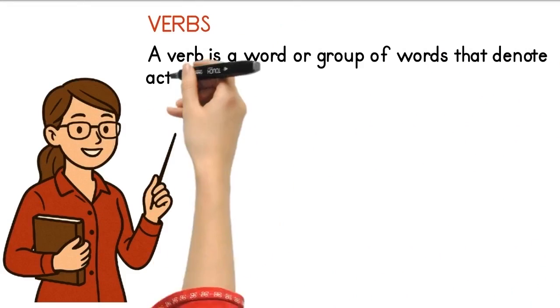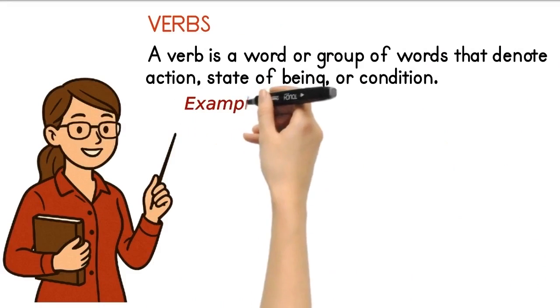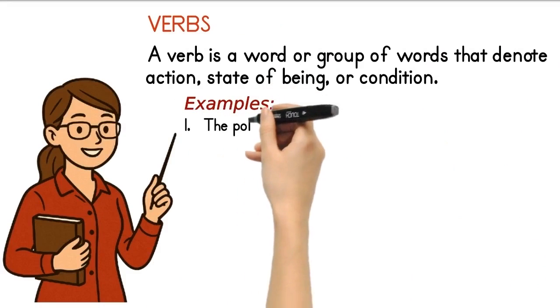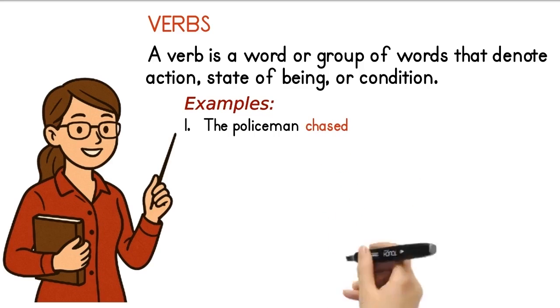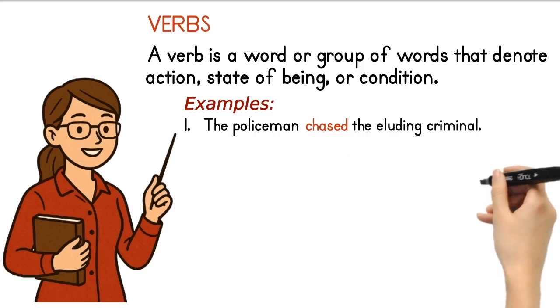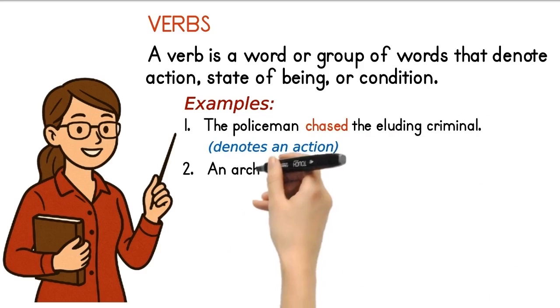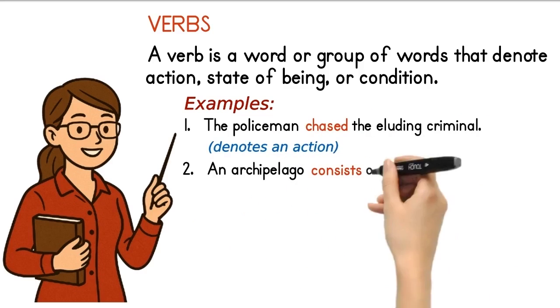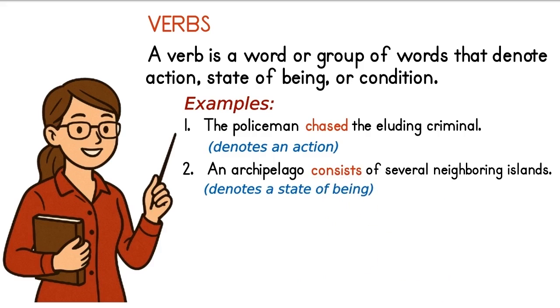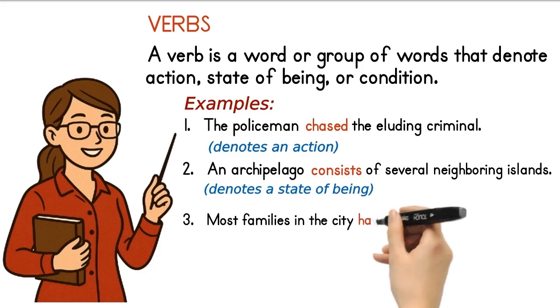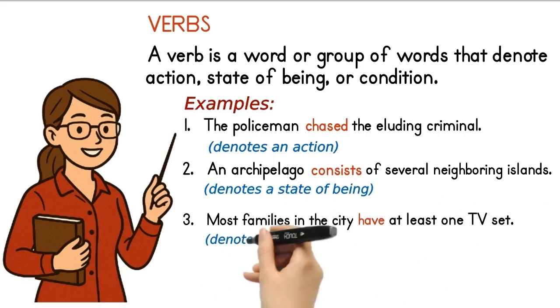A verb is a word or group of words that denote action, state of being, or condition. Examples: The policeman chased the eluding criminal. Denotes action. An archipelago consists of several neighboring islands. Denotes a state of being. Most families in the city have at least one TV set. Denotes a condition.